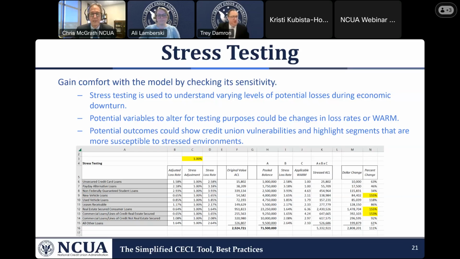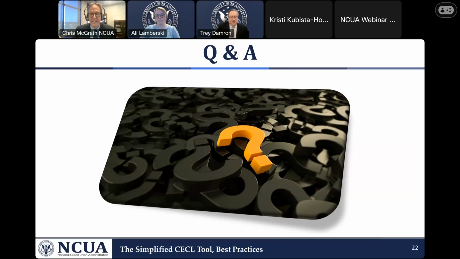Before we go to the Q&A session, Chris, I have another question about stress testing. What indication do we have from credit unions currently that they are employing stress testing into their validation models?